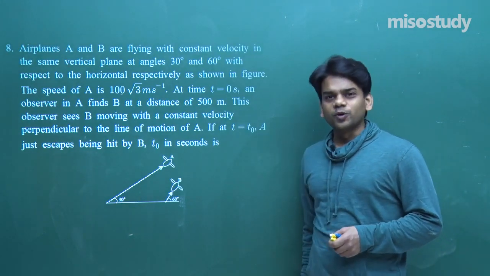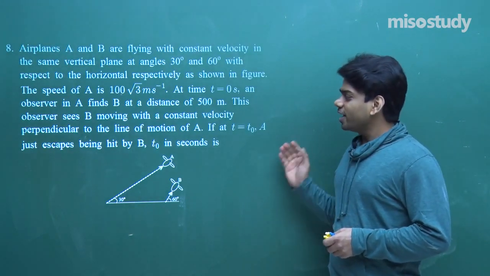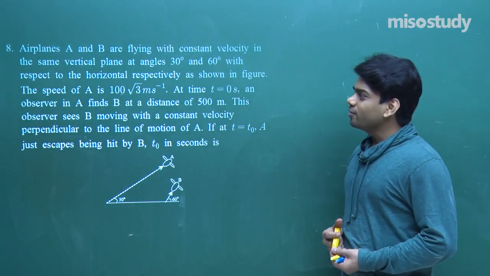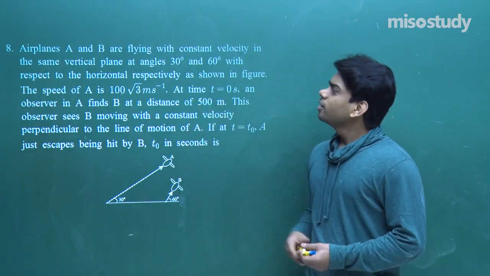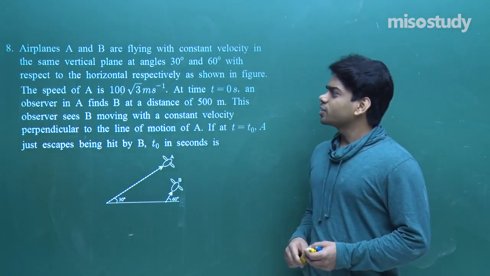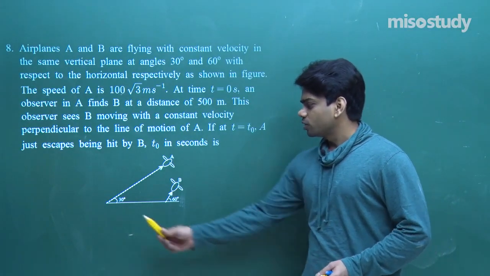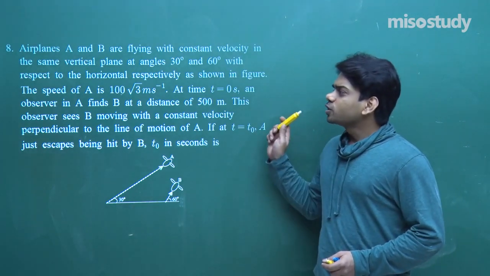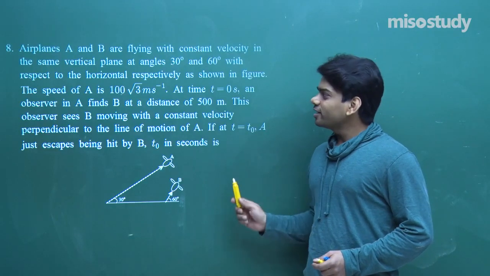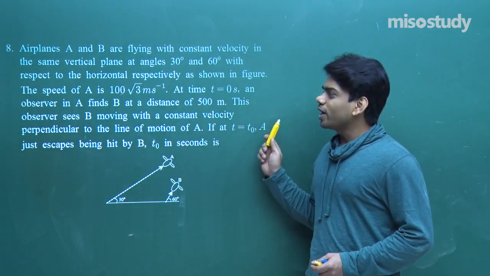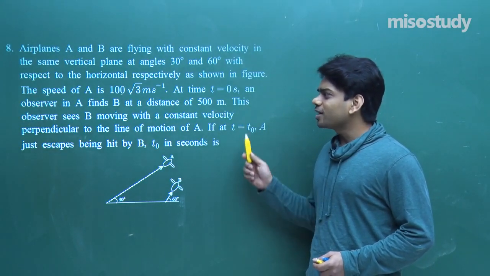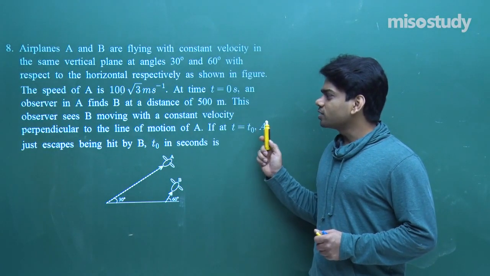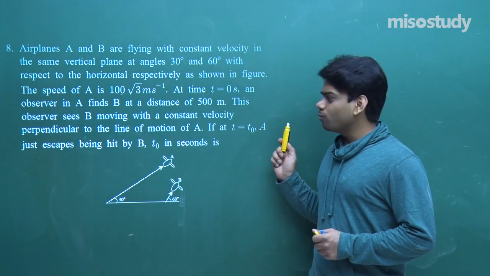The 8th one, this is a very good question. Airplanes A and B are flying with constant velocity in the same vertical plane, at angles 30 degree and 60 degree with respect to the horizontal respectively. So this is 30 degree, this is 60 degree. As shown in the figure, the speed of A is 100 root 3 meter per second. At time t equals 0, an observer in A finds B at a distance of 500 meter. This observer sees B moving with a constant velocity perpendicular to the line of motion of A.